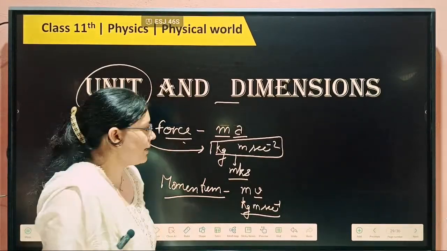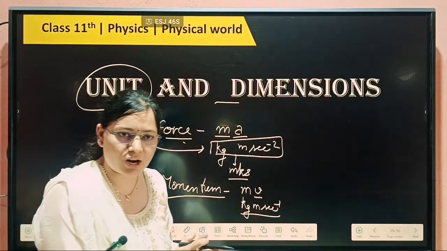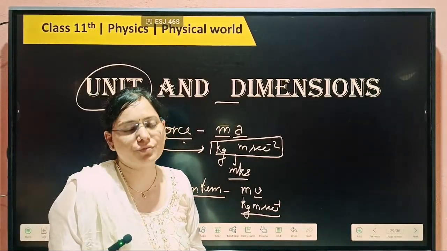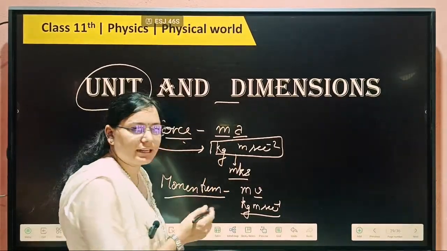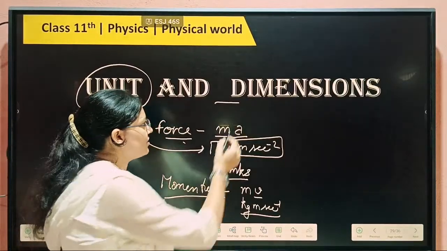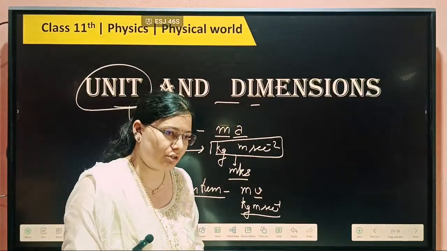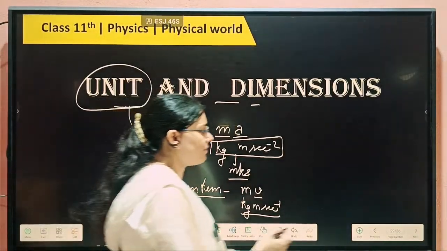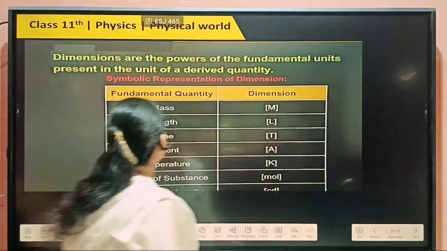Understood, everyone? If you don't know the unit of any term, first write the formula of that term, then write the fundamental units in that formula. Then write accordingly, and your unit will be found. Now after this, our next topic is dimension. If you can find the unit, then by using the unit you can find the dimension of different quantities.